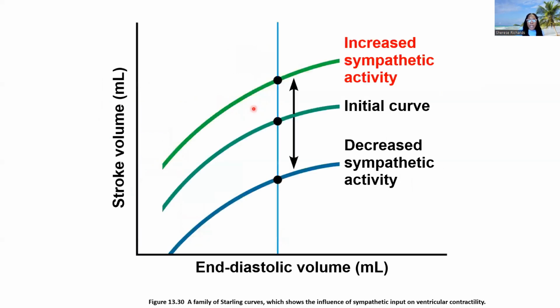All right. Another way to illustrate that, if you look at the initial curve here, this is basically our stroke volume and our end diastolic volume at rest, in this green in the middle here. If we increase sympathetic activity, we are going to have an increase in the end diastolic volume, and then an increase in our stroke volume. Likewise, if we decrease sympathetic activity, we're going to have a decrease for both of those volumes as well.